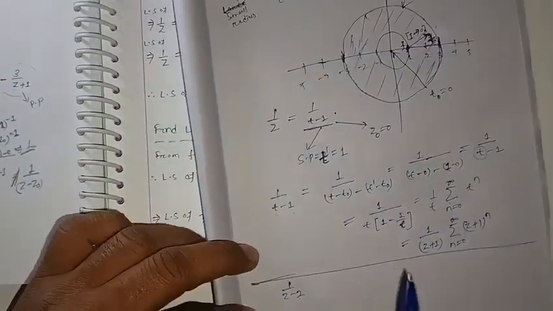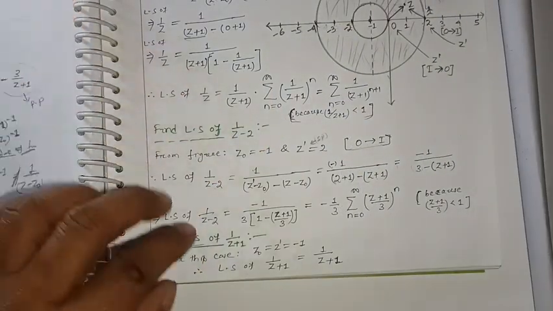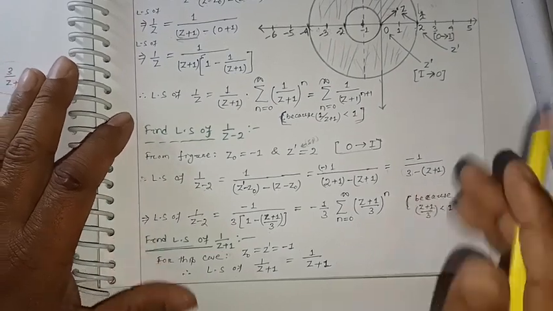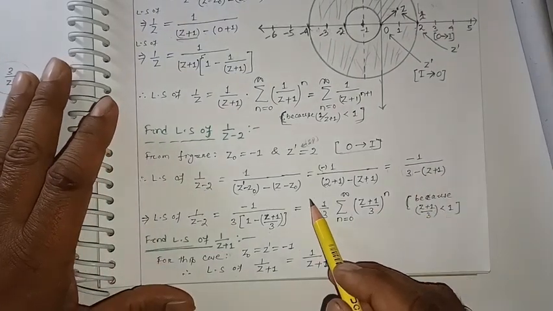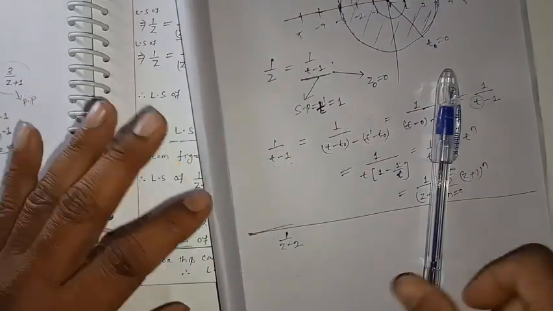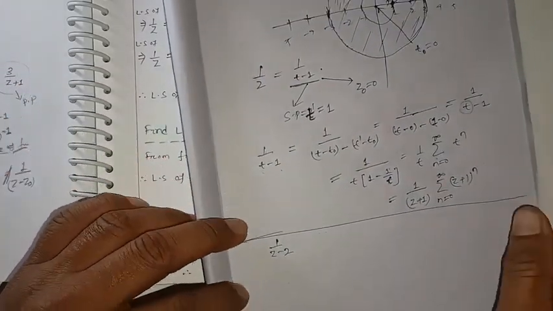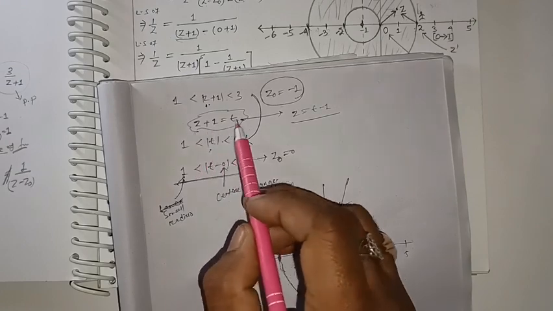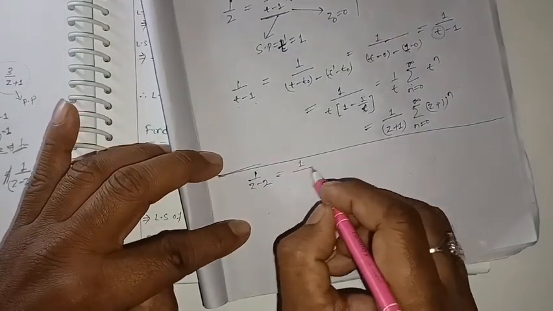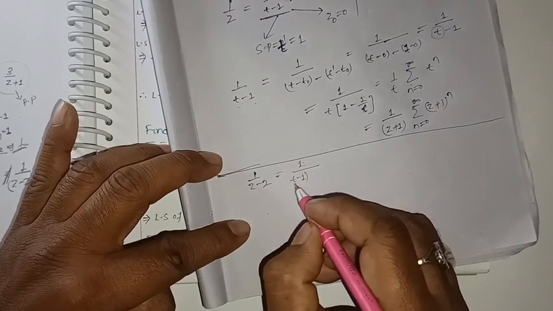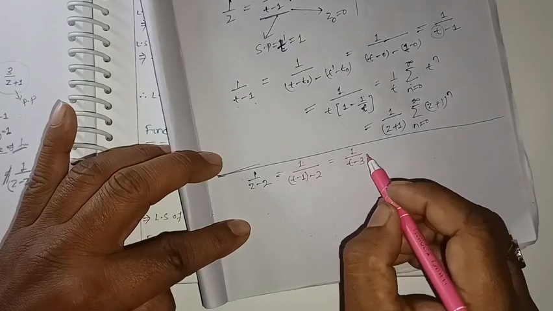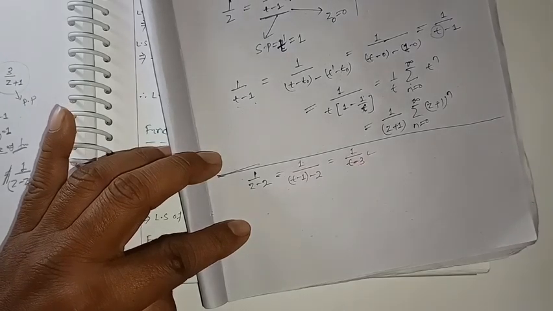Here I'm going to show you, for this 1 by z minus 2, by this method we found the Laurent series. By considering z plus 1 equal to t, we can also find the same. Here z plus 1 equal to t, so z equals t minus 1. This will be transformed to 1 by t minus 1 minus 2, so it will be 1 by t minus 3. Okay, 1 by t minus 3, right?